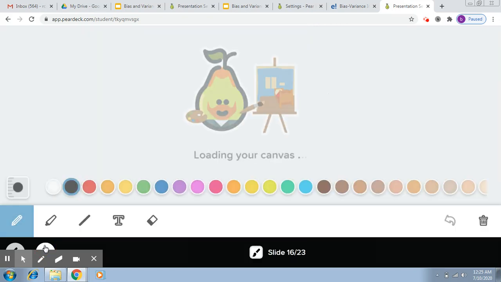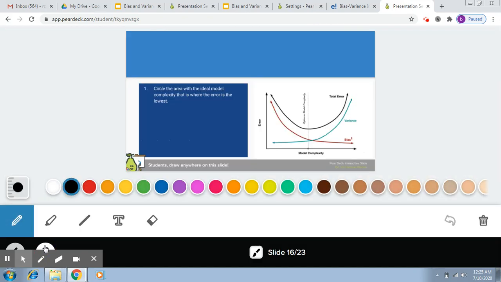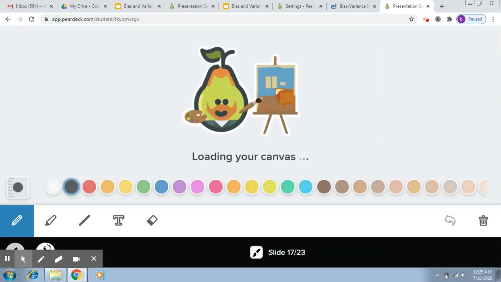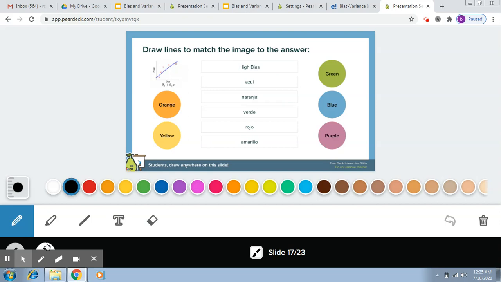Then you go to the next, and here you can see that the student is being asked to circle a particular area on the graph. So the student can just readily go ahead and circle the point. So this is how the student is reading the presentation, grasping the contents, and at the same time he is being asked to answer some questions based on that content.